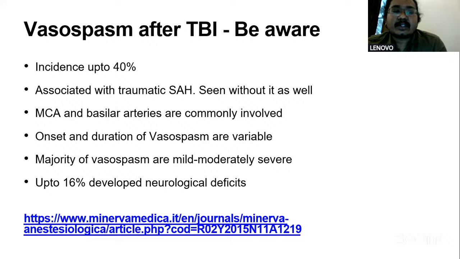Also, the majority of vasospasms are mild to moderately severe, but in our case, it was severe, causing neurological deficits. Up to 16% in the literature developed neurological deficits. When we compare it to aneurysmal SAH, traumatic SAH is relatively mild to moderate in severity, but we have to take care of it. We need to be aware of it, and we need to screen for it in cases where deterioration happens and your CT shows not much of any changes. So this is vasospasm after traumatic brain injury.